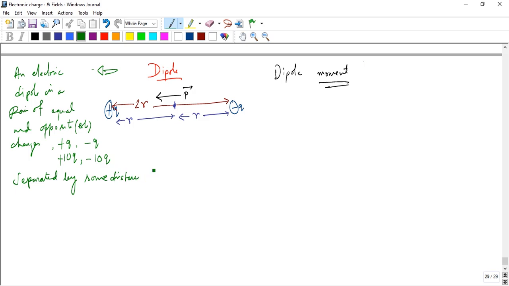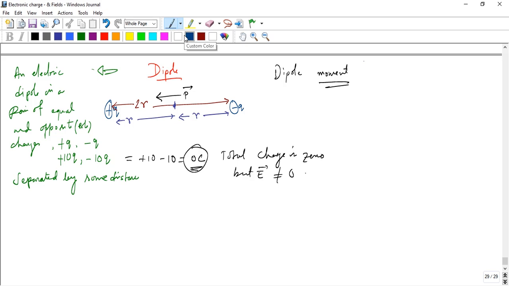The total charge of the dipole is 0. If someone calculates the total charge with plus q and minus q, we get 0 coulomb. The total charge of the dipole is 0, but the electric field is not 0. E is not equal to 0.